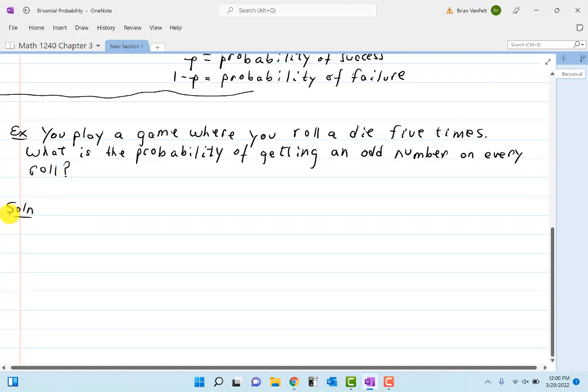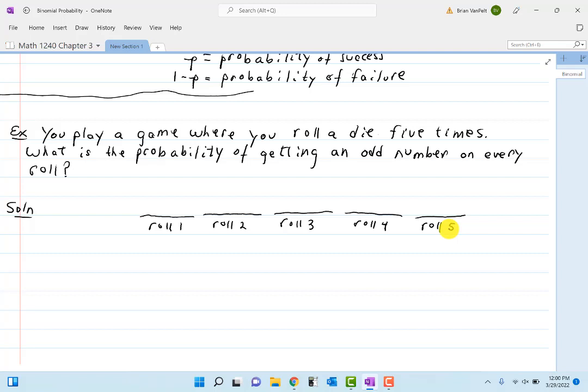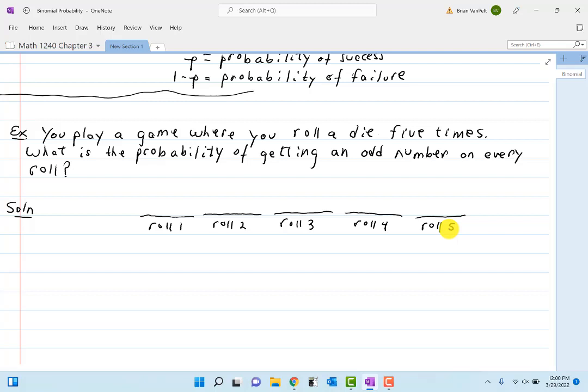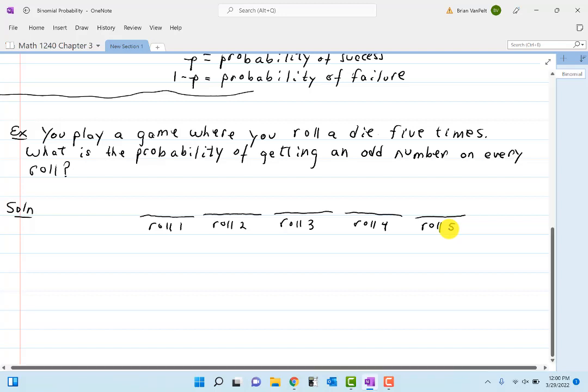Well, here we're going to roll the die 5 times in a row. So we could look at this as roll 1, roll 2, roll 3, roll 4, and roll 5. So for the first roll, to get an odd number, the odd numbers from 1 to 6 are 1, 3, and 5. And the even numbers are 2, 4, and 6. So notice when you roll a die, the probability of getting an odd number on one roll is 1/2.